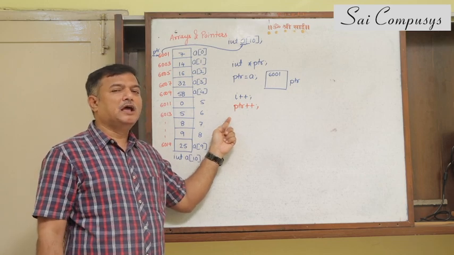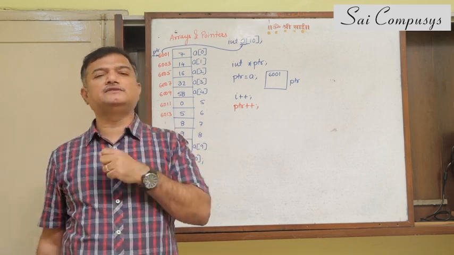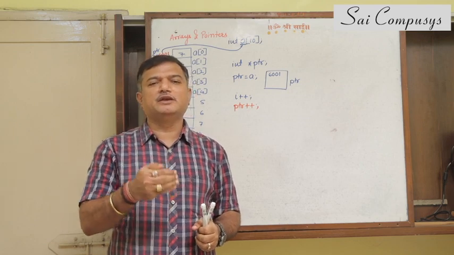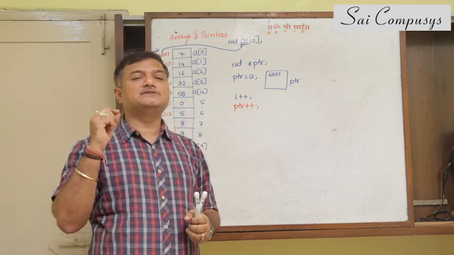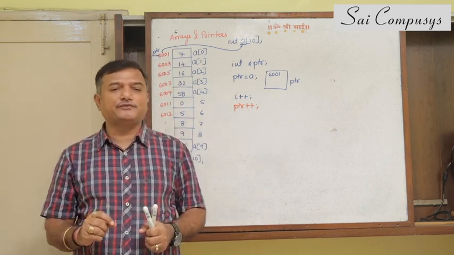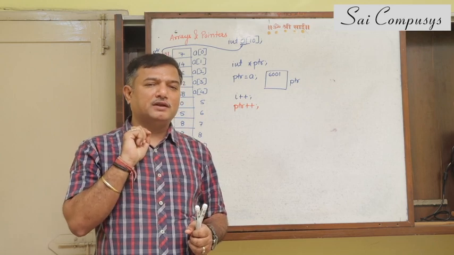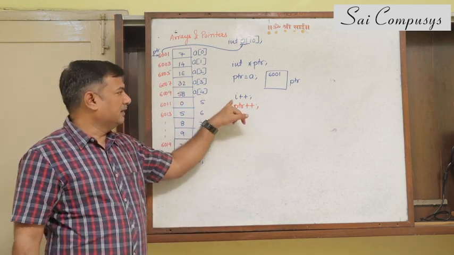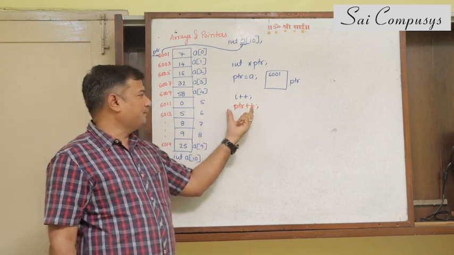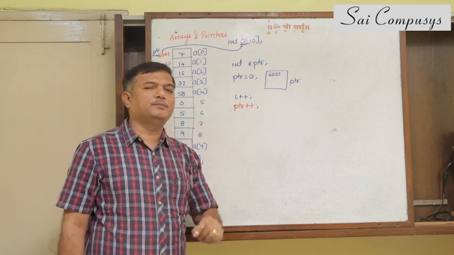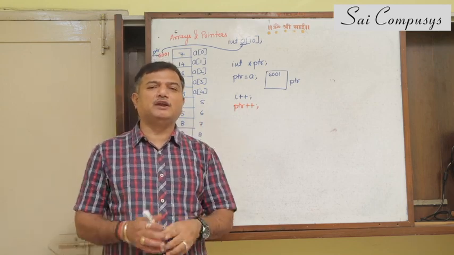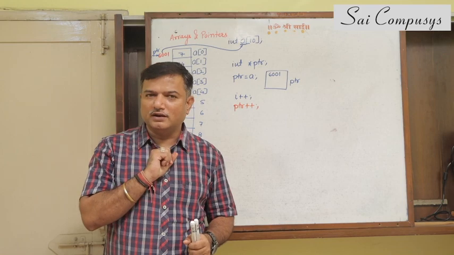Now because of that, ptr++ has got a very interesting thing. If it contains the address of integer, it will be incremented by 2. If it contains the address of float, it will be incremented by 4. If it contains the address of character, it will be incremented by 1. For a regular integer variable, it's always plus 1. But in case of a pointer, depending upon the pointer, it may get incremented by 2, it may get incremented by 4, it may get incremented by 1.